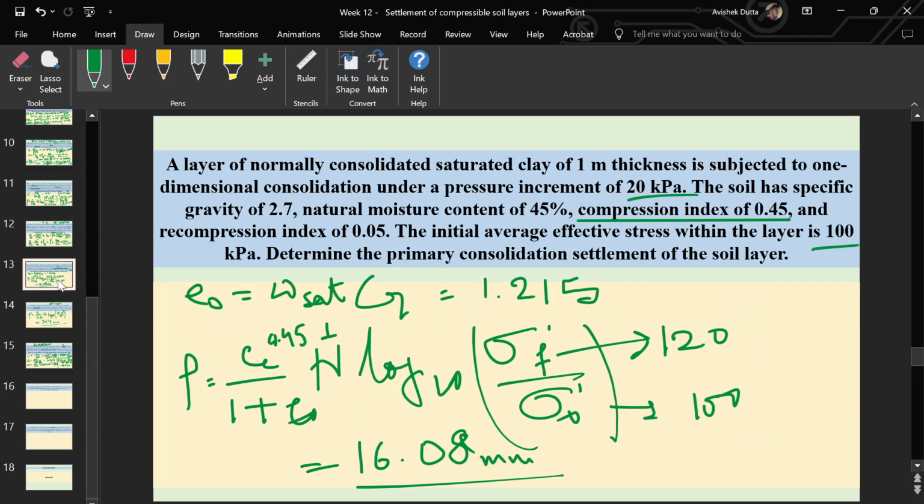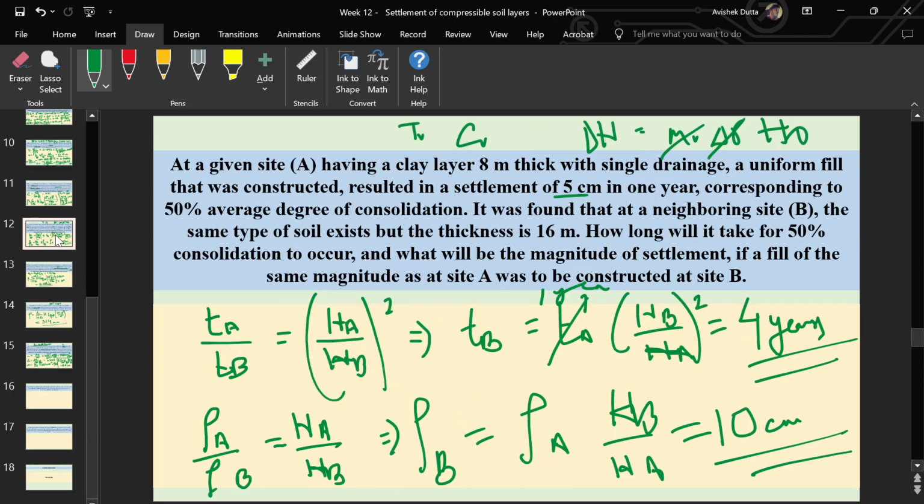Let me see whether 50% settlement we have considered this formula, but here, okay, even if you don't consider this rho equal to Cc by 1 plus E0, right? H log to the base 10 sigma 2 by sigma 1.